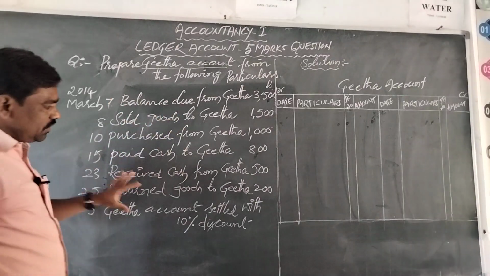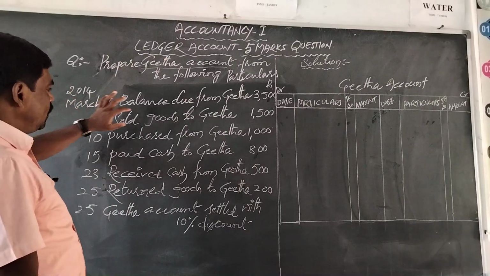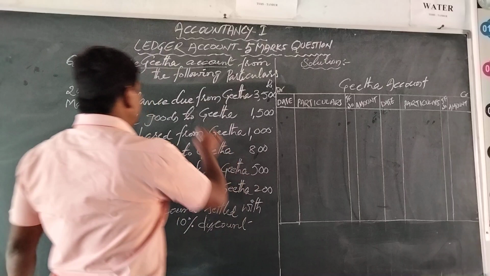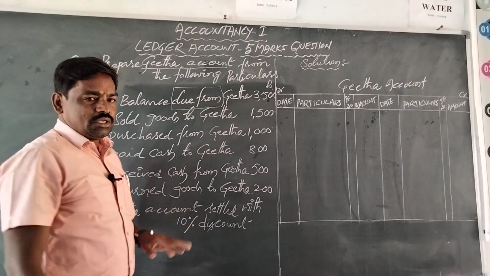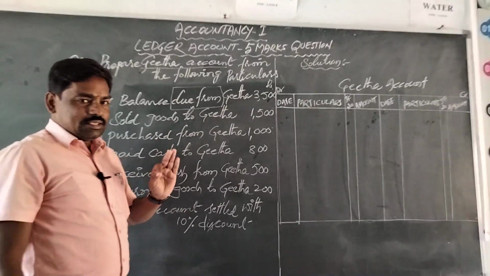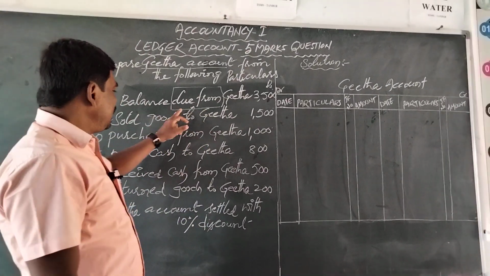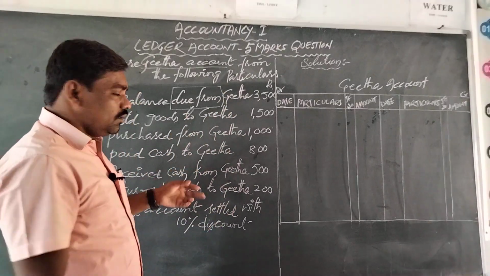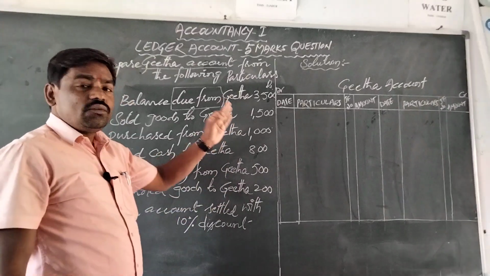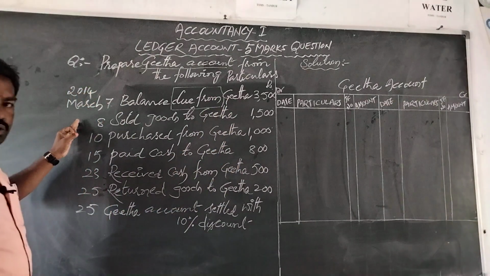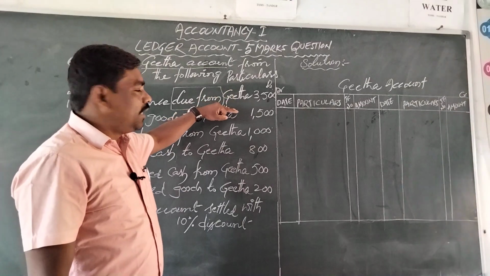See here, when you observe these transactions, first transaction, March 7, 2014, balance due from Geeta. Whenever you see these two words, due from, it tells about the person as a debtor. So balance due from Geeta. Here Geeta has to pay 3,400 rupees as on March 7th, 2014. So she is the debtor.